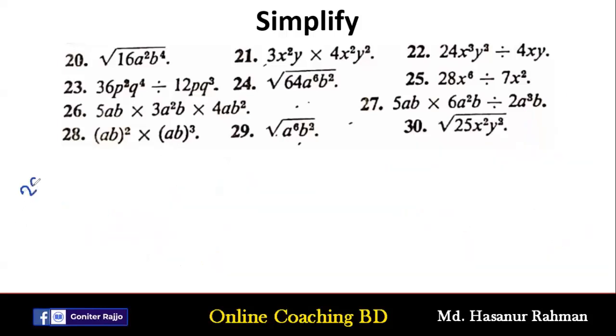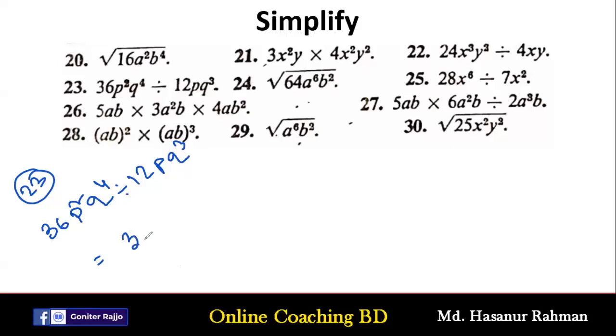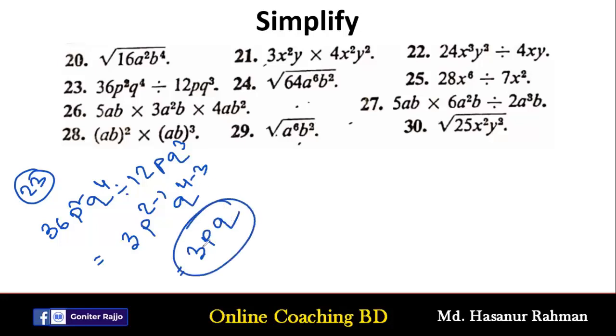Now 23. Similar way we can solve it. 36p square q to the power 4 divided by 12p cube. So if we divide 36 by 12, it will be 3 because we know that 12 3s are 36. And p square divided by p, so p to the power 2 minus 1 and q to the power 4 minus 3. So now solve it. 3 p to the power 2 minus 1, that is p. q to the power 4 minus 3, that will be q. So the answer will be 3pq.